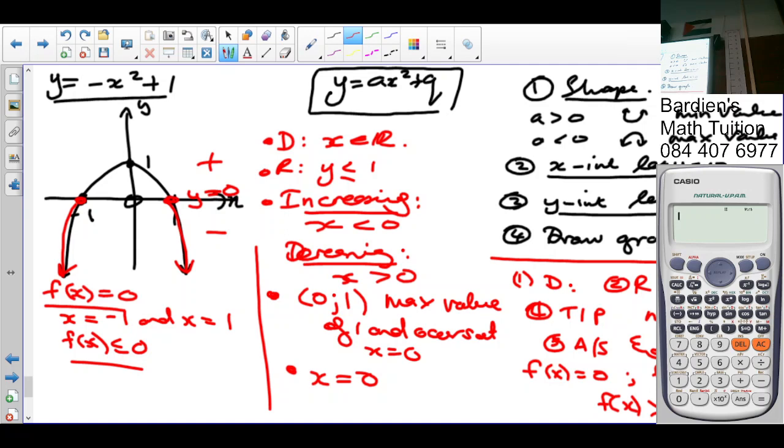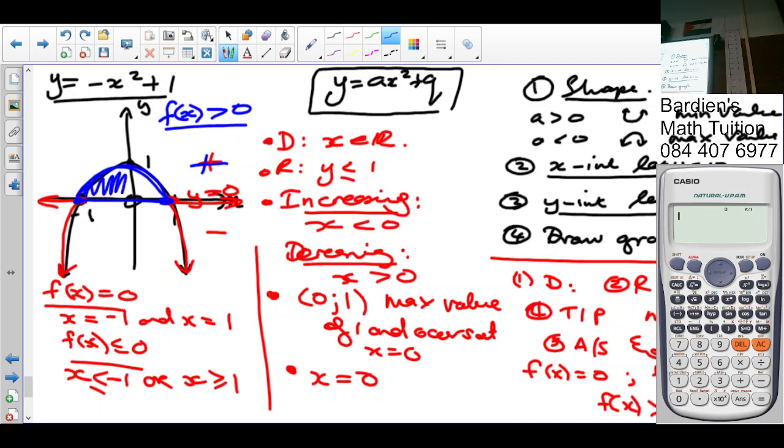In other words, x must be less than or equal to negative 1, or x must be more than or equal to 1. And the last one: where is f of x greater than 0? It must be above the line, so that part there. So it's from negative 1 to 1. Is this continuous or a broken solution? Continuous. So x must be greater than negative 1 and less than 1. You see that the solution is together, so I write it together in the inequality form. Okay. You all okay with that?